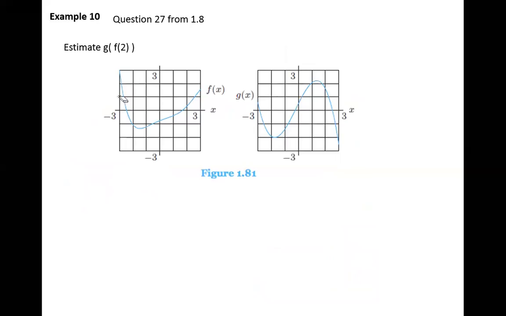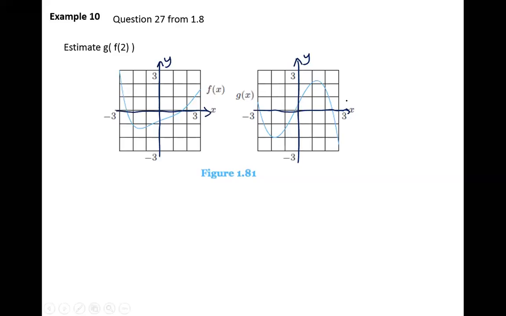Having two graphs, this is f of x, this is g of x. We have to estimate g of f of 2. That means, first of all, I will make sure that we know where we are. This is the y, that's x.